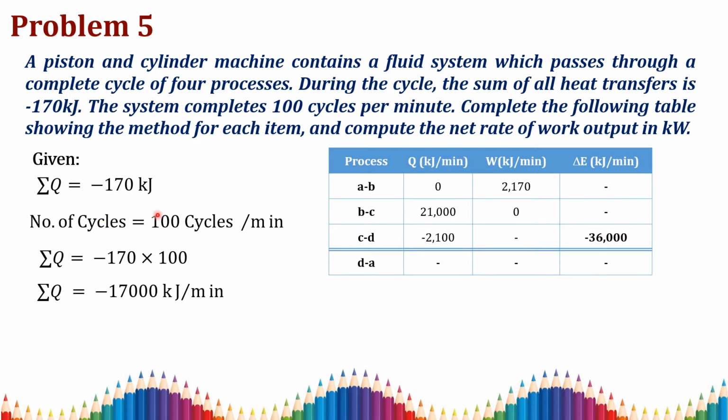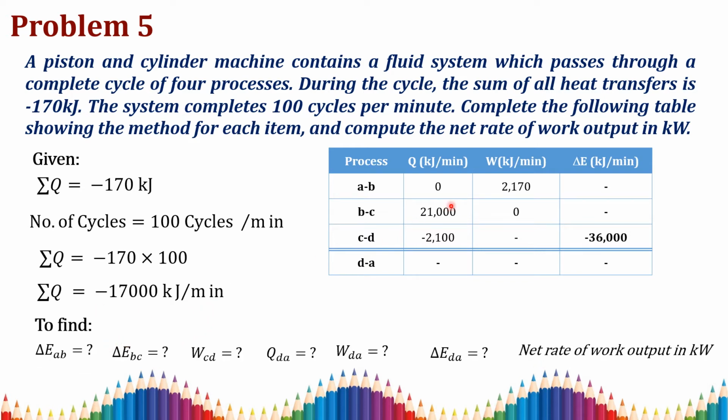Here only 2 data are given: the net heat transfer is minus 170 kilojoule and the number of cycles is 100 cycles per minute. So I can multiply with this to get the net heat transfer equal to minus 17,000 kilojoule per minute. As I have said earlier, we need to find delta E of AB, delta E of BC, W of CD, that is the work done of CD, Q of DA, the work done of DA, and the delta internal energy of DA, and also we need to find the net rate of work output in the unit of kilowatt.